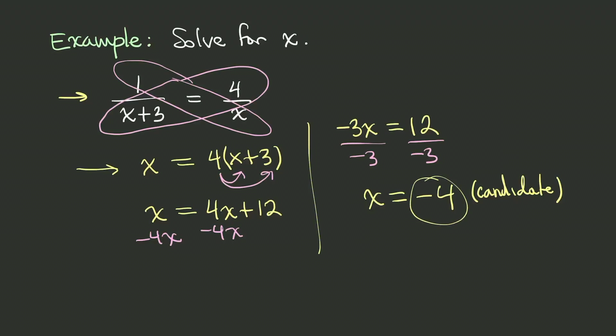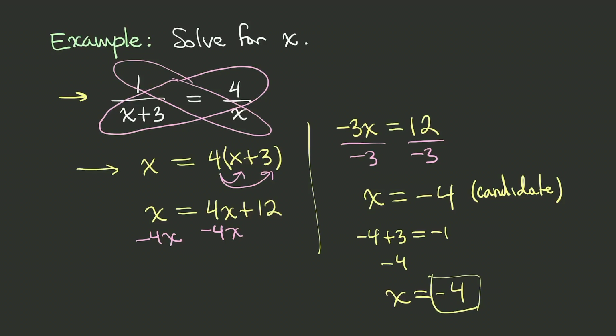Well, here our two denominators are x plus 3 and x. If we plug in negative 4 to x plus 3, we get negative 4 plus 3, which is equal to negative 1. So that's not equal to 0, so that's okay. And if we plug it into x, we just get negative 4. And so that's okay as well. So that tells us that our solution is x equals negative 4 because it does not make any of the denominators 0, so it's a valid solution.